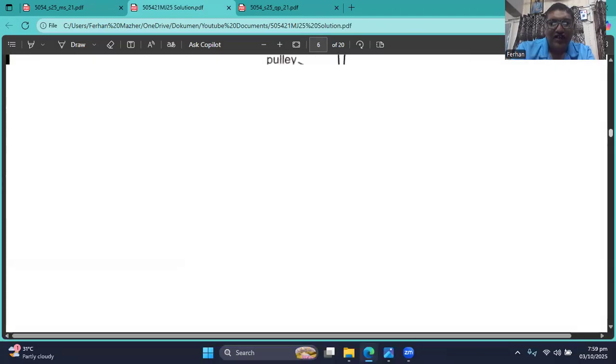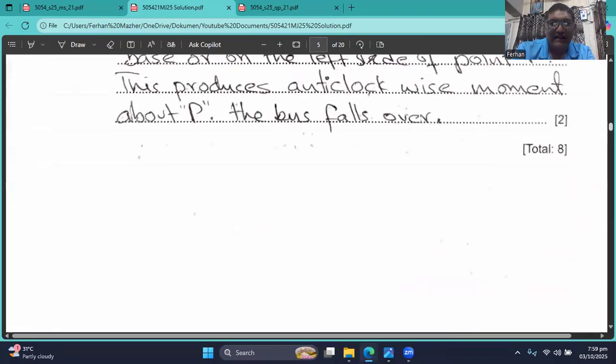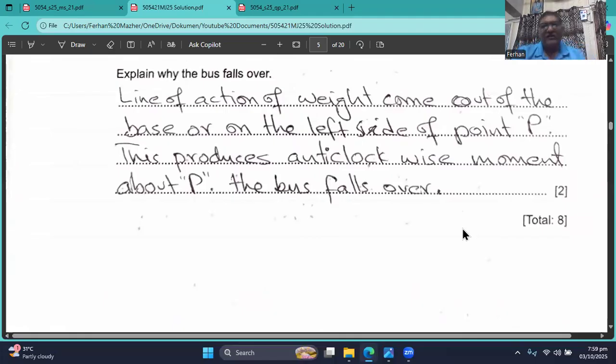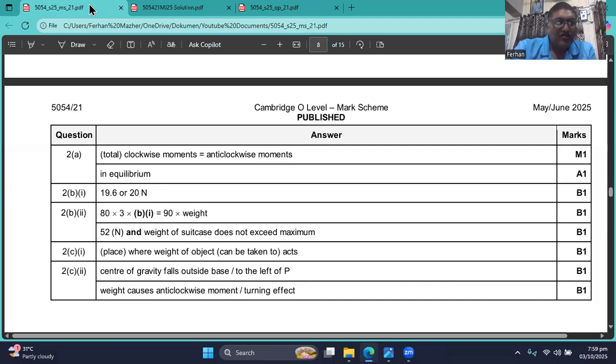Okay. So try to understand this theoretical answer. The line of action of the weight comes out of the base, or on the left side of the point P. This produces an anti-clockwise moment about P. The bus falls over. The anti-clockwise moment will become more than the clockwise moment in that case, and the bus will fall over to the left side. So the center of gravity falls outside the base, to the left of P. Weight causes the anti-clockwise moment, the turning effect.